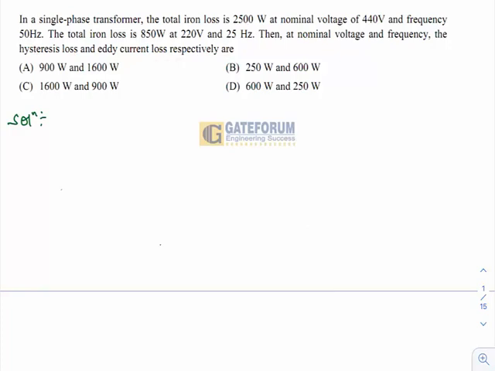Now you know that the iron loss is equal to the sum of hysteresis loss and eddy current loss, right? So now we have to check from the given data whether V by F ratio is constant in the two cases or not. And if V by F is constant, then the hysteresis and eddy current loss are proportional to frequency and frequency square. And if V by F is not constant, then they will be dependent on voltage and frequency, right? So here we have to see the data given. What data is given to you?